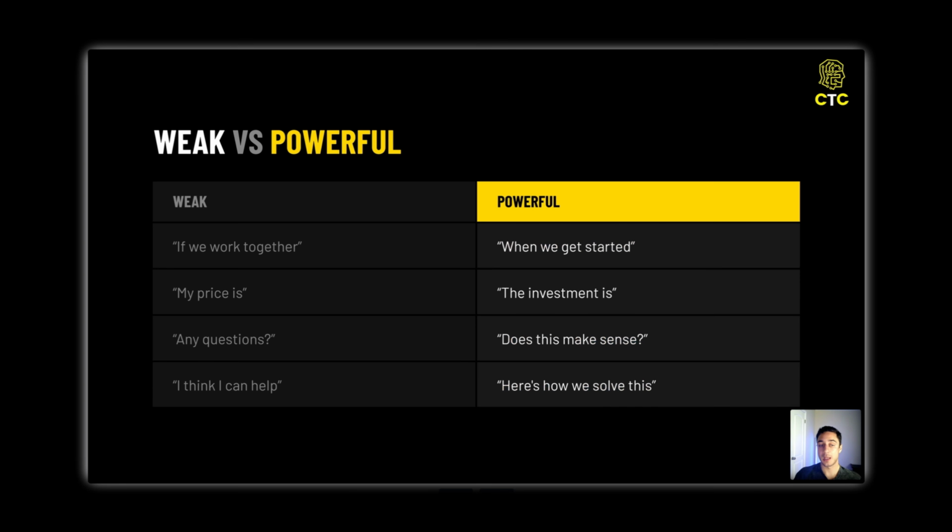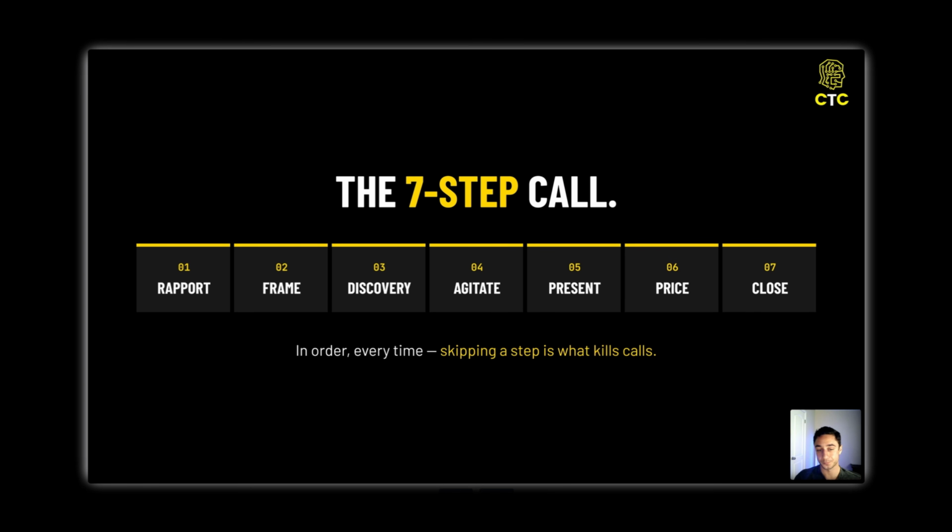Now, how do we actually frame stuff like this? Well, it's all in how we speak. Not "If we work together, my prices, any questions, I think I can help." No. "When we get started, the investment is... does this make sense? Here's how we solve this." Once again, how you set up the frame, the more confident you appear. And all of this plays a role because at the end of the day, the decision lies with that other individual. That human being is going to give you the yes or the no.